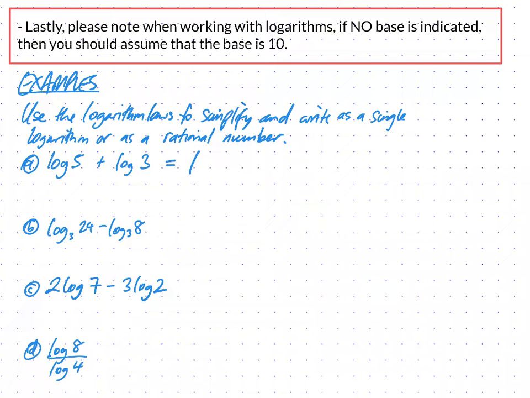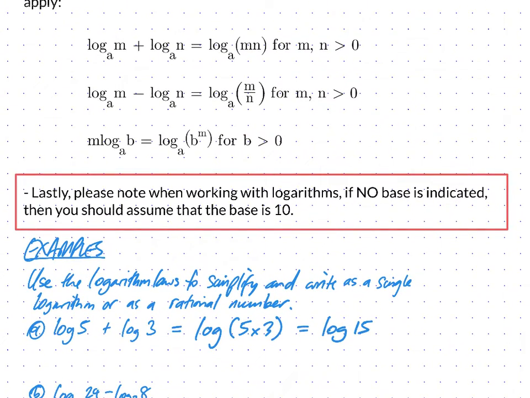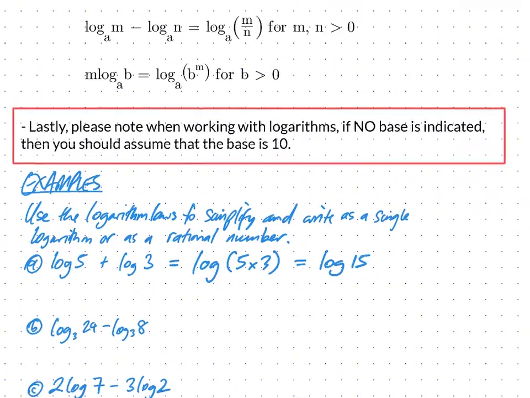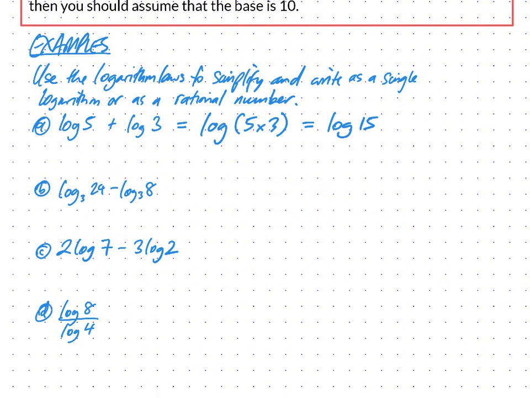So log 5 plus log 3 is equivalent to log of 5 times 3, which is going to be equal to log 15. That's an application of the first law. You see the same log base, adding, so you multiply the numbers of interest.